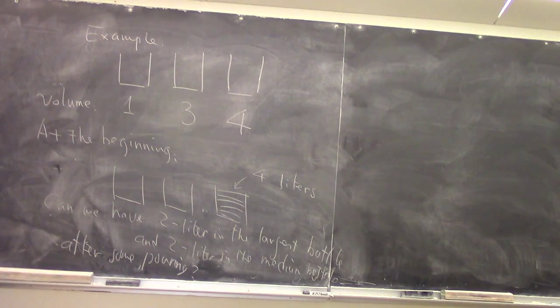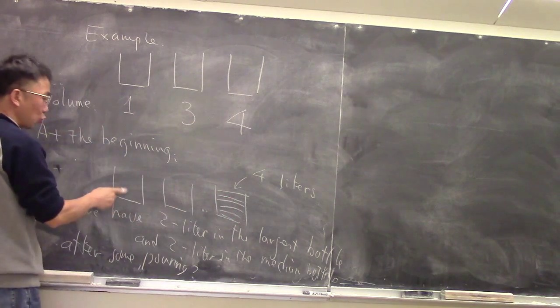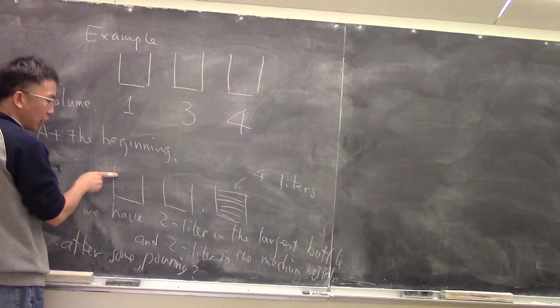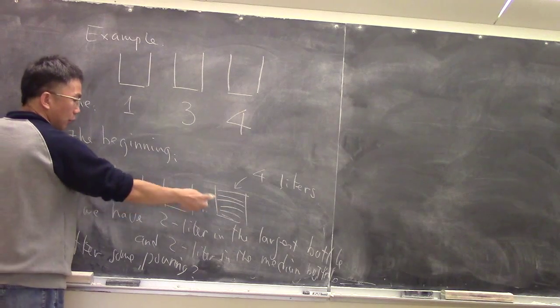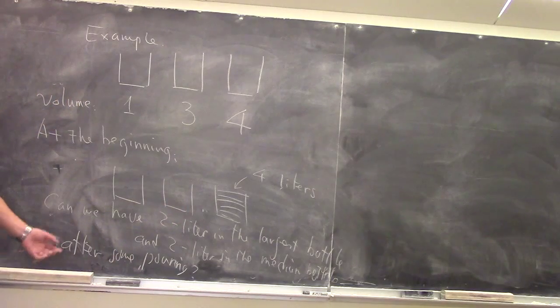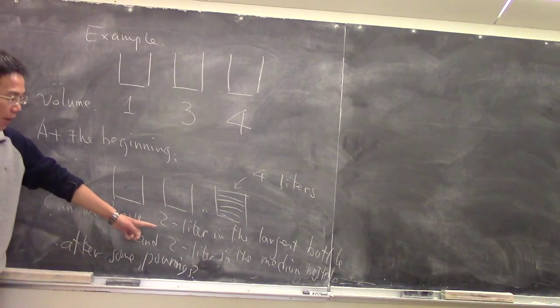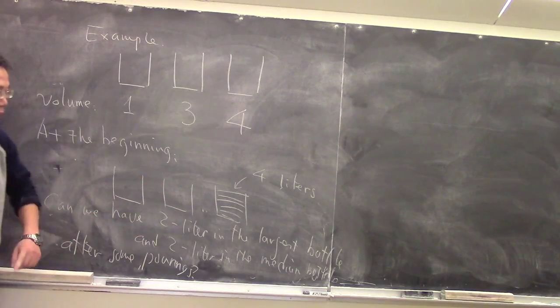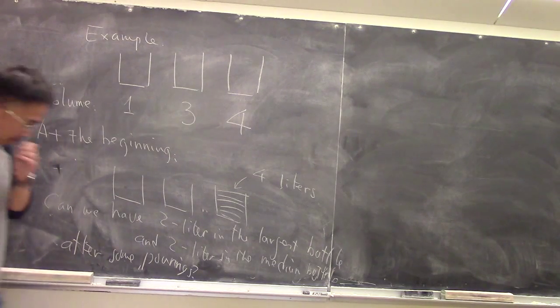Okay, so the question is, after some pouring, I'm allowed to pour these 4 liters into the 1 liter bottle, so I'm able to get 1 liter here and 3 liters here. Or I can pour this into the 3 liter bottle, and then I get 3 liters here and 1 here. So basically, after some pourings, will you be able to find 2 liters in the largest bottle and 2 liters in the second largest bottle? Is it possible?